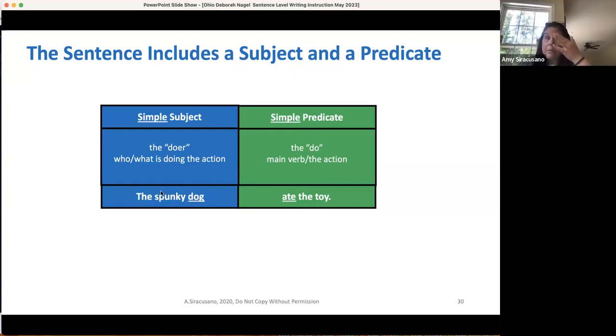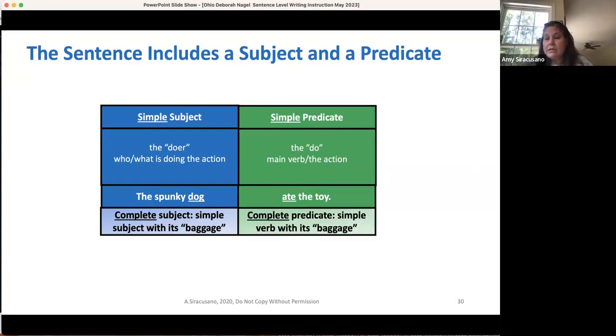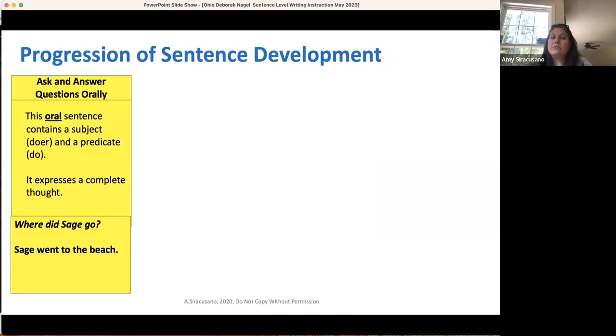Because in a math word problem, we do this too. We start adding all these descriptive words, the big yellow bus. Well, we don't care about the big yellow bus in math, right? We want to find the numbers and what the numbers are telling us to do. The complete subject is the simple subject and all its baggage, and the complete predicate is the simple verb and all its baggage as well. It's a simple predicate. So we need to make sure that they're able to pull just these components out of the sentence.